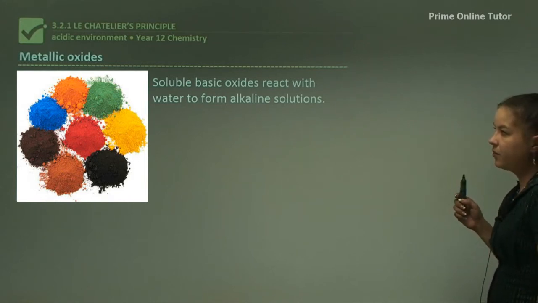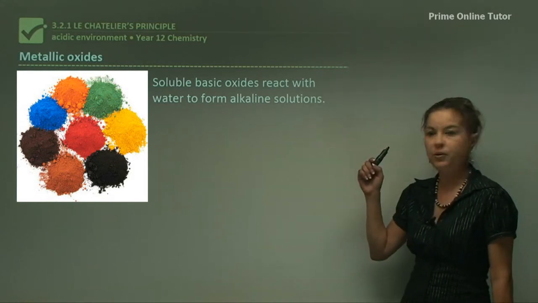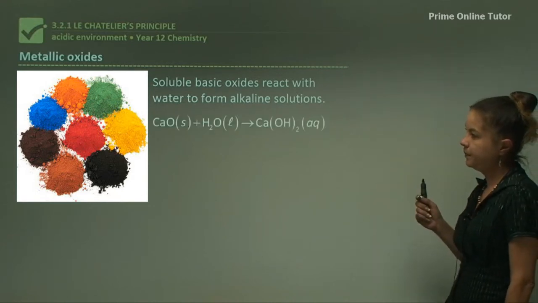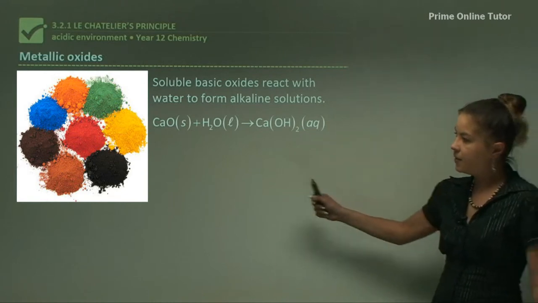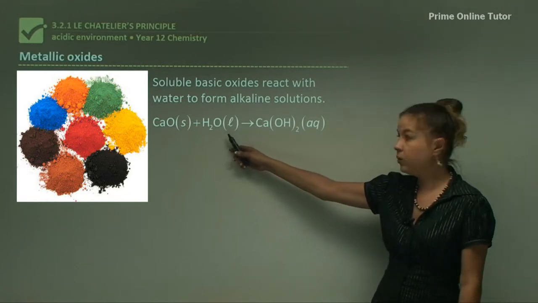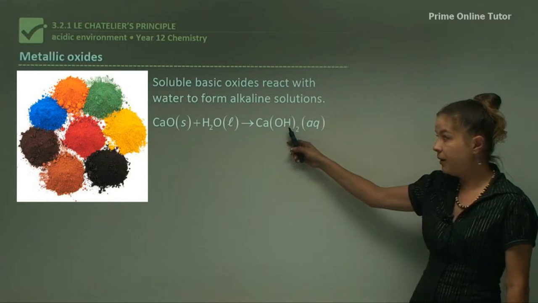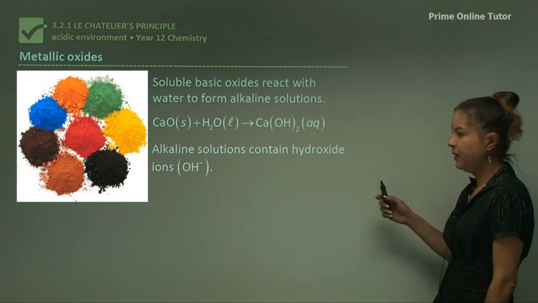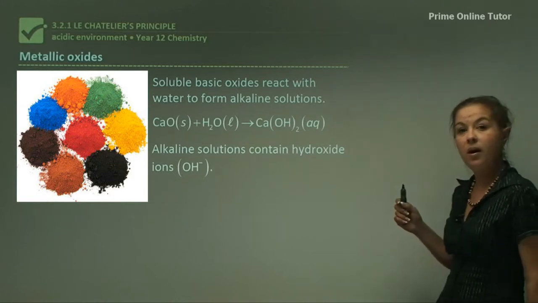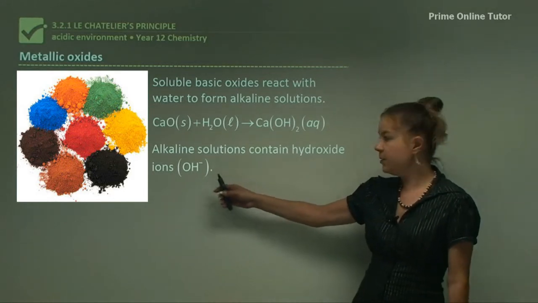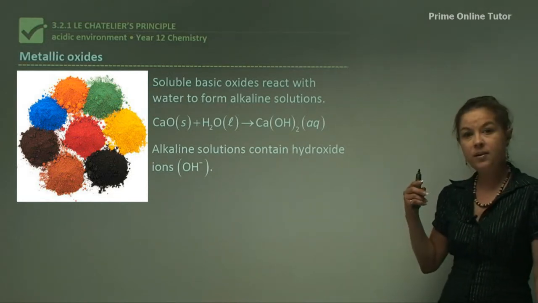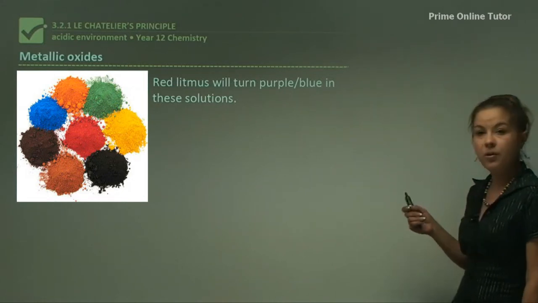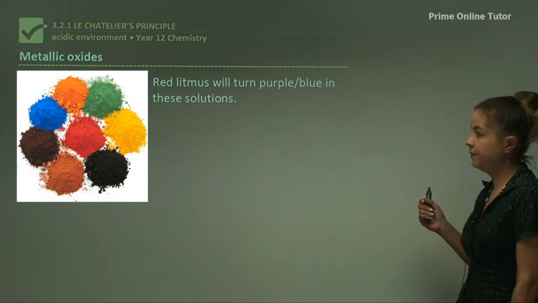Soluble basic oxides react with water to form alkaline solutions, okay? So they'll form basic solutions when you add water. And here's an example. Calcium oxide as a solid will dissolve in water to produce calcium hydroxide, which is a base, in aqueous solution. Alkaline solutions contain hydroxide ions. So whenever you see OH-, which is a hydroxide ion, always think that's going to be basic. So red litmus will turn purple or blue in these solutions.